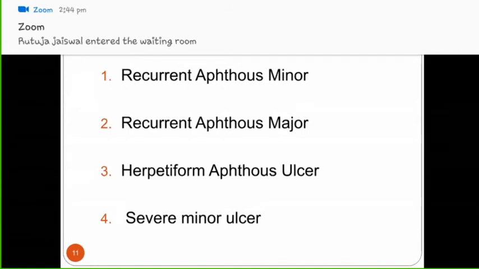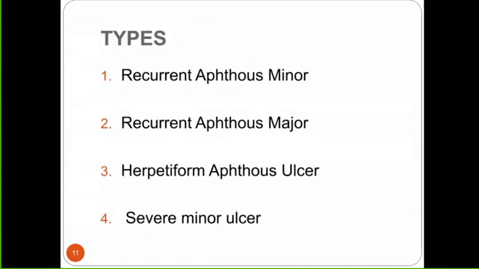So what we have seen till now is the possible etiological agents for aphthous ulcers, and in which conditions other than those etiological agents we find these ulcers, like those syndromes, cyclic neutropenia, and HIV conditions. Now we will see the types of ulcer. We all know there are 4 major types of ulcers.